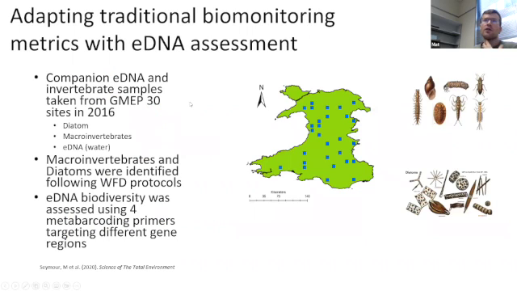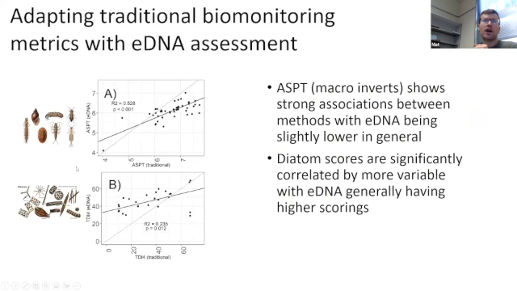But we tried to do this with another study where we took a country, Wales in the UK. We did it across the whole country of Wales, and compared eDNA and traditional samples. We also used diatoms and macroinvertebrates, and we did fish as well, but the fish were a bit useless here. And the main thing was that we got high correlation between traditional metrics and eDNA metrics.